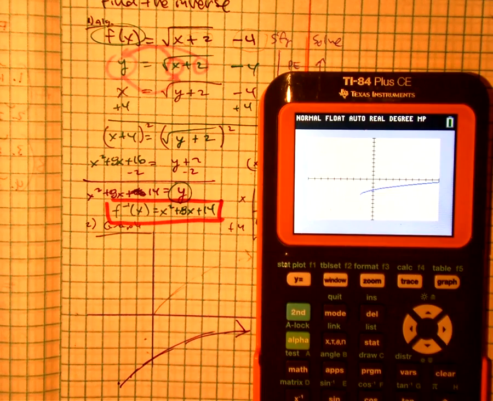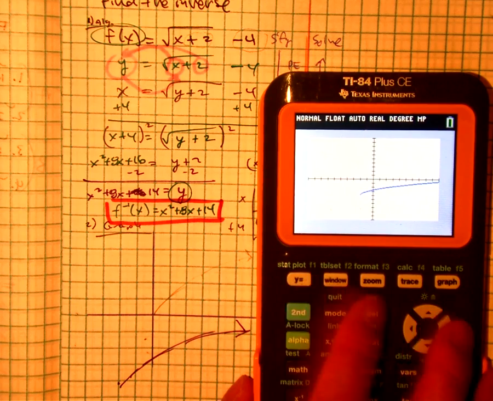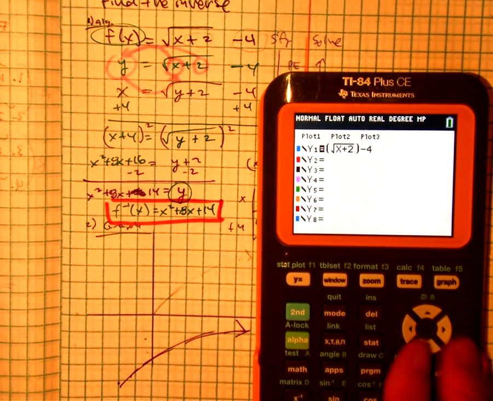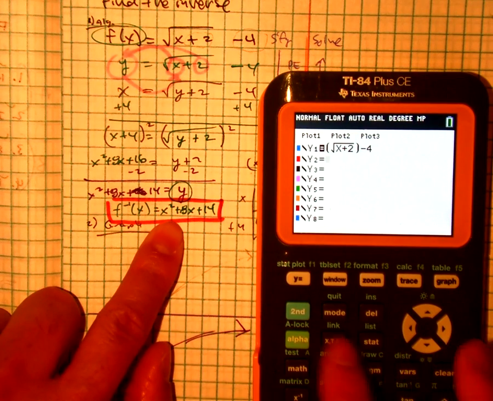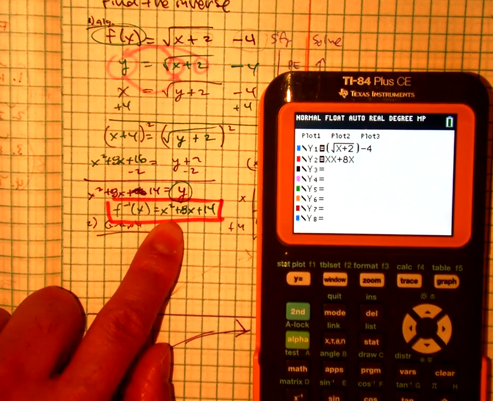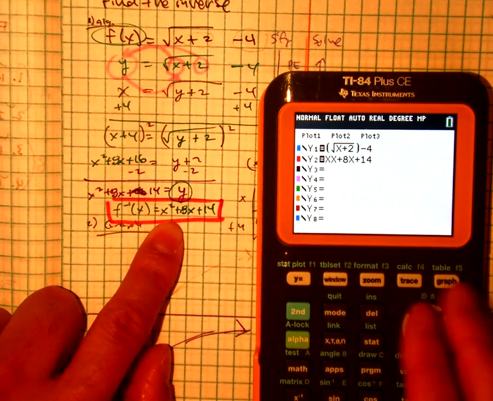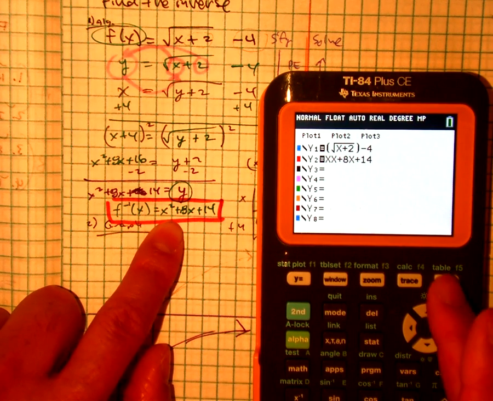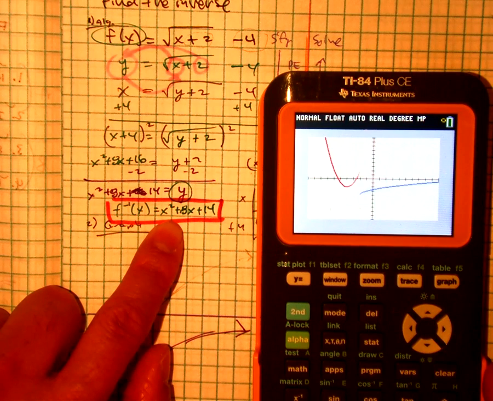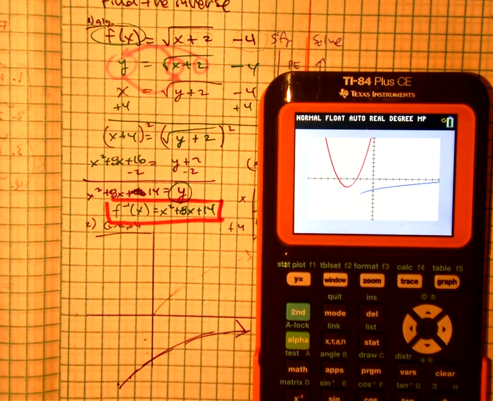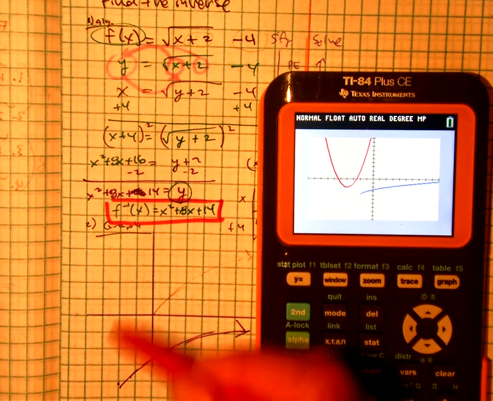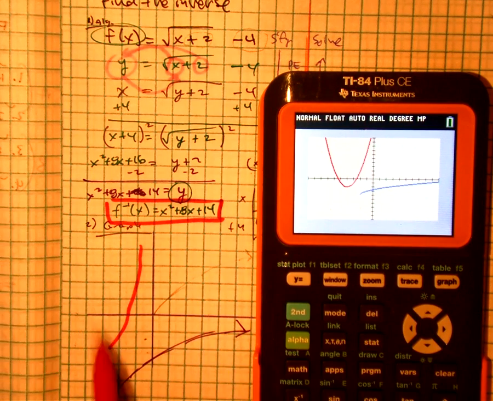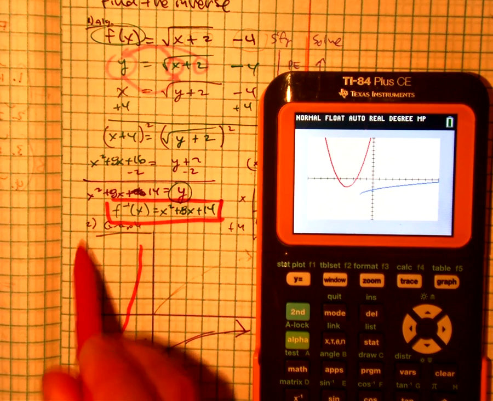Now, here is the neat thing. If you go to your y equals and move down 1, let's graph this one. X squared plus 8x plus 14. And I'm going to graph that one in red. And I'm going to graph this part right here. This one I'll put dotted, and I'll explain why.